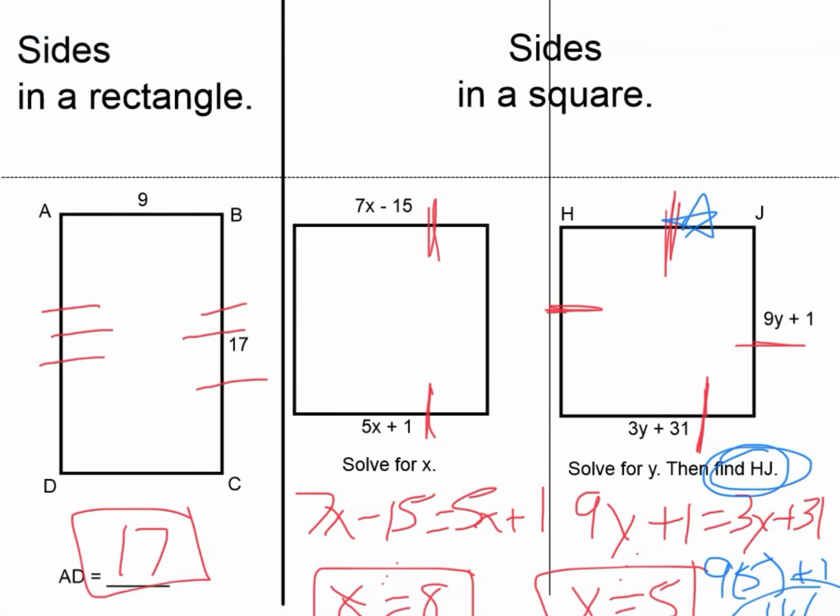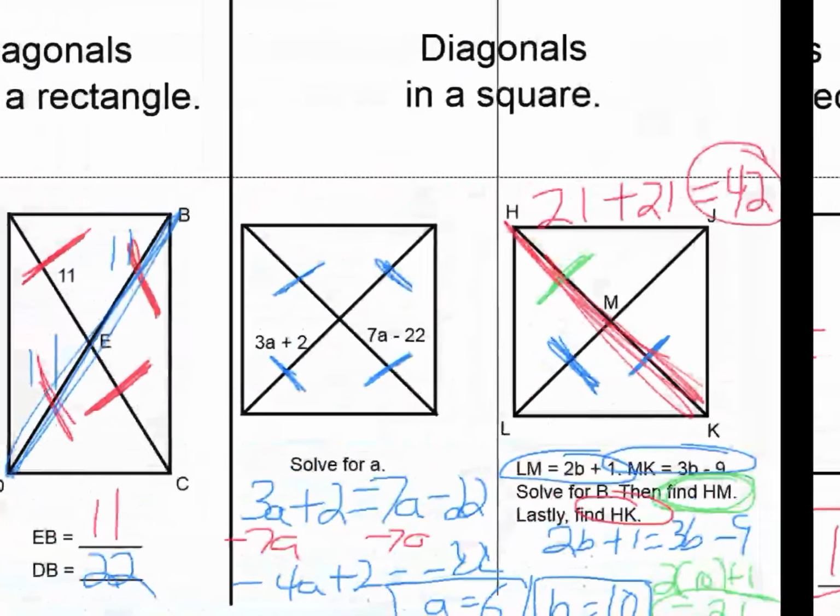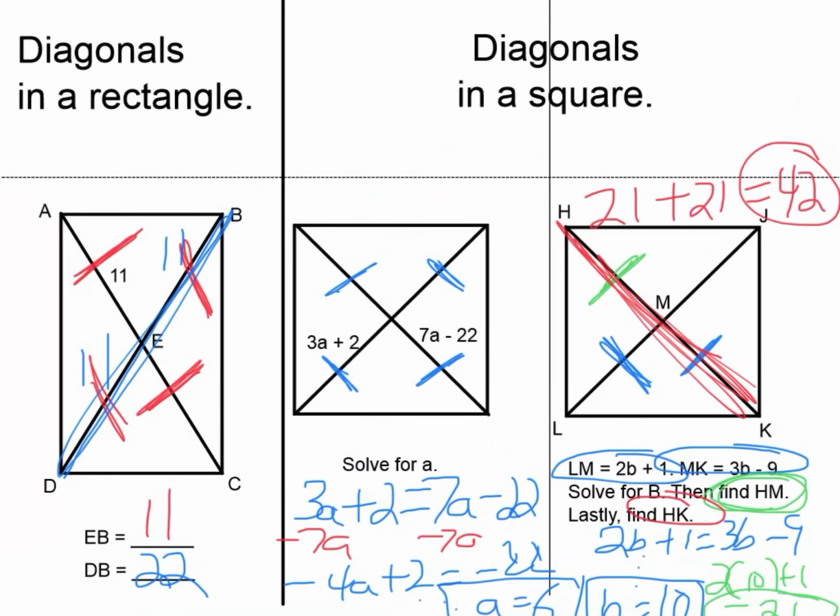But as you can see here, all you need to be able to do is set two things equal. If needs be, plug an answer for x or y or a variable back in, or a or b, or whatever the variable is. Be careful with diagonal pieces. Just double check whether it wants you to find a small piece, like the first problem, when we got DB equals 22, or you might need to find the whole piece.